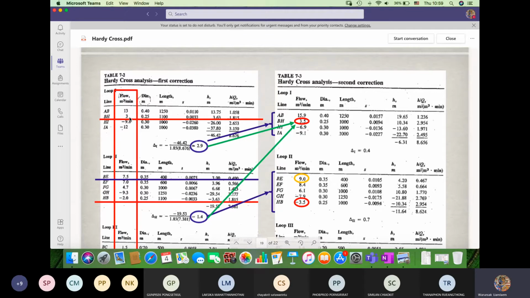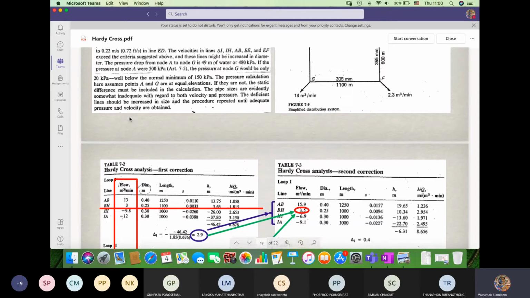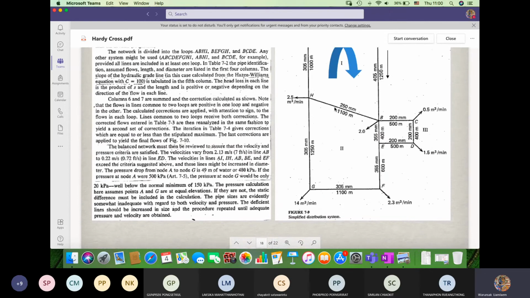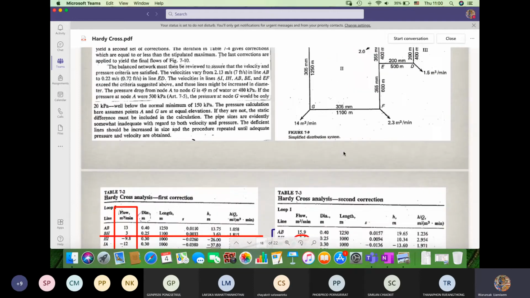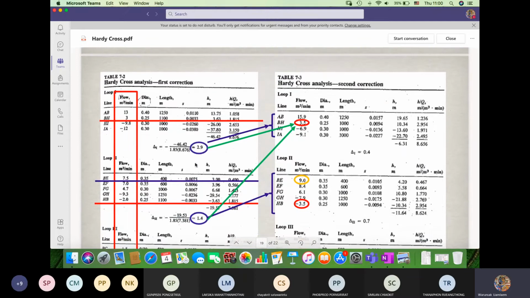Okay, for the BH, BH is very special. As I told you, it's the common pipe. So for the BH, you have to take two corrections from both loop 1 and loop 2 and combine them. So it's a 3. The correction obtained from loop 1 is 2.9, but the correction that we obtained from loop 2 is 1.4. So you have to take this one minus this one, and take 3 plus 2.9. As the correction comes from the other loop, though it's positive in the other loop, when you combine it with this one, you have to take a negative. Okay, you have to take a negative in this case. So finally, you'll get this amount.